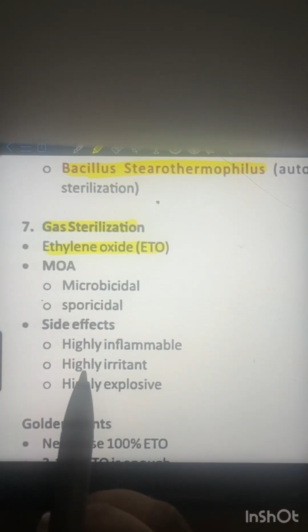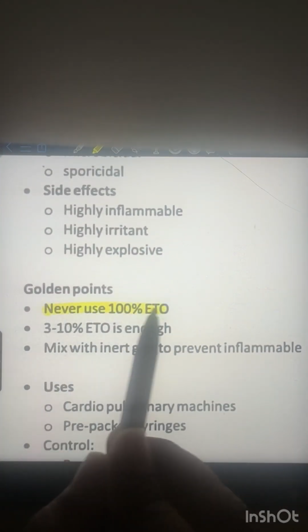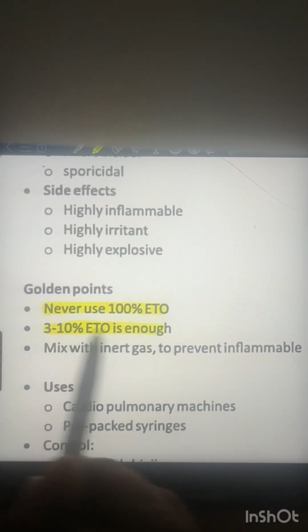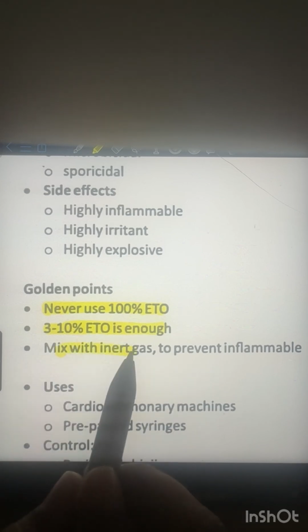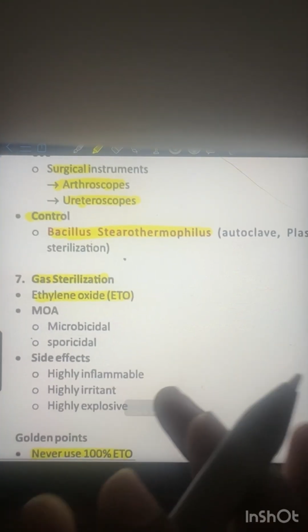So we are never going to use 100% ethylene oxide. We are going to use 3 to 10% of ethylene oxide. Now they are saying 3% is good enough. You are going to mix it with other inert gases, so that you don't end up with ethylene oxide catching fire, being inflammable, and causing irritation. So toxicity, irritant, inflammable, carcinogenic, it is a problem, right?